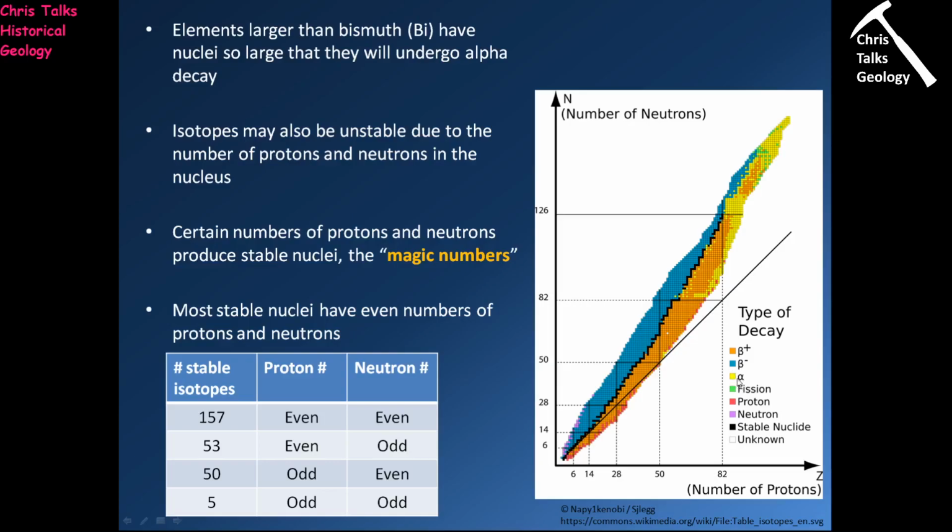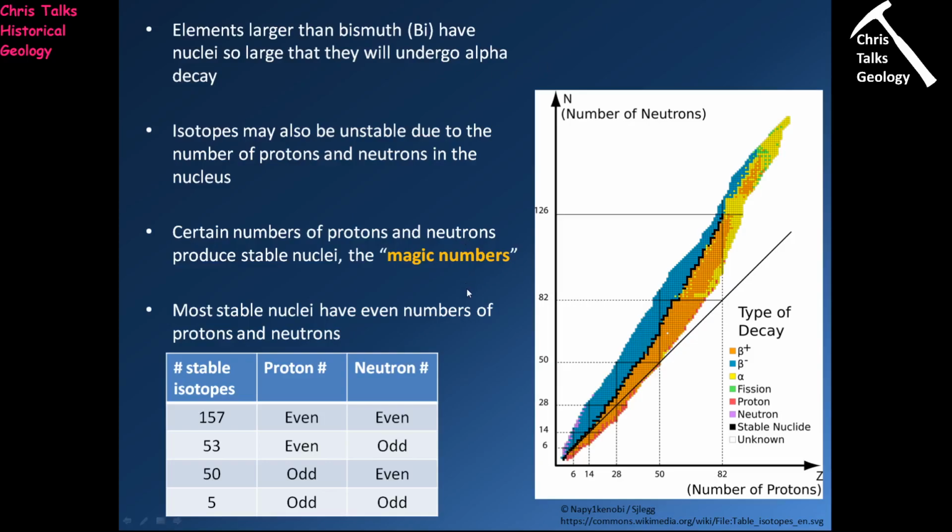Now, the other reason that your nucleus can be unstable is because there's an imbalance in the proton to neutron ratio. Isotopes may be unstable due to the number of protons and neutrons in that nucleus.